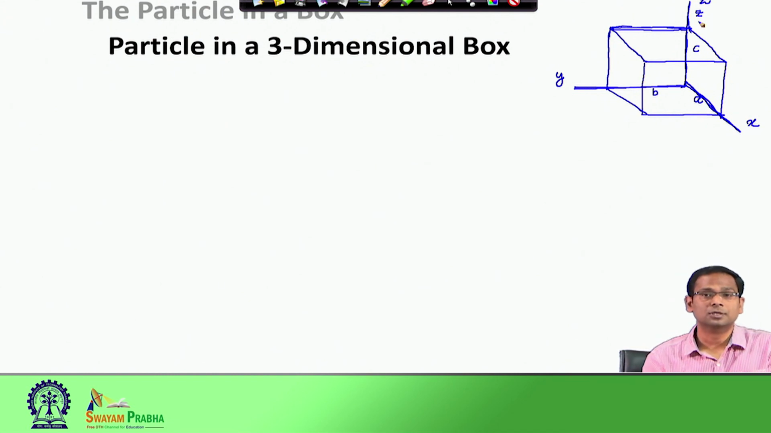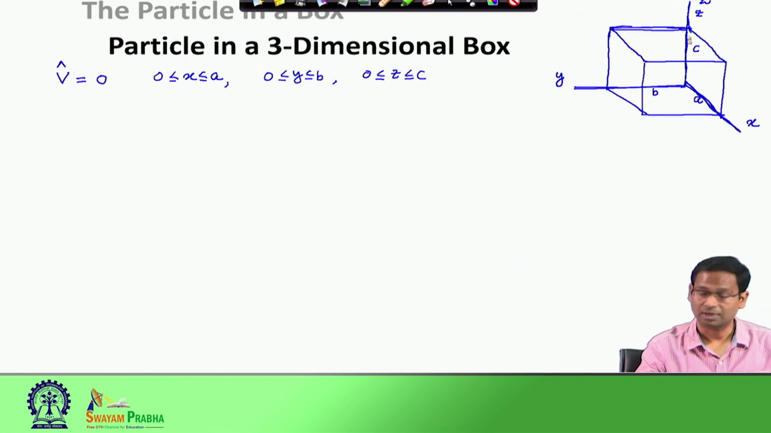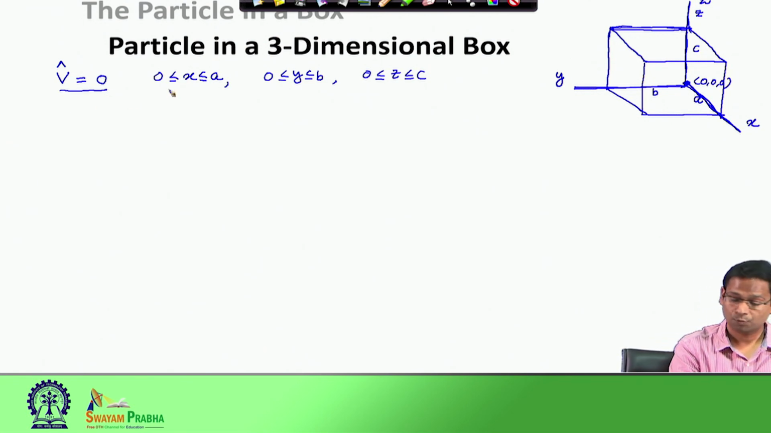Like we had the particle in a one-dimensional box, where we defined that the particle experiences zero potential energy within the box and infinite potential energy outside the box, we would use the same definition here. So, here we would say that the potential energy is zero for x between 0 and a, y between 0 and b, and z between 0 and c. This is the origin 0, 0, 0. So, this is the potential energy within the box, and outside the box the potential energy is infinite elsewhere.